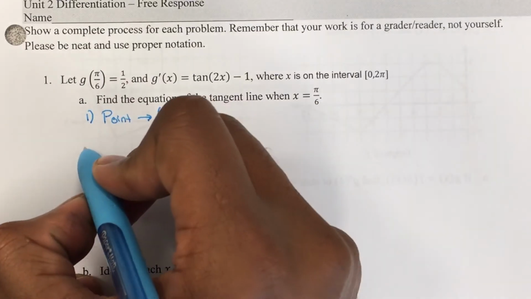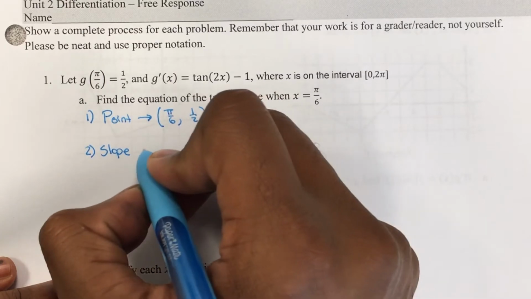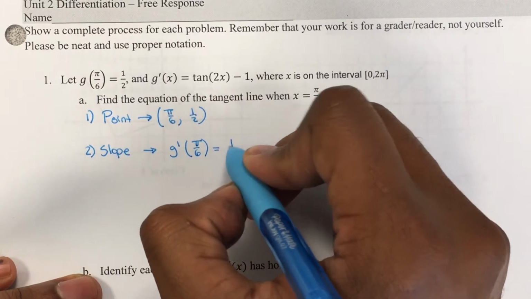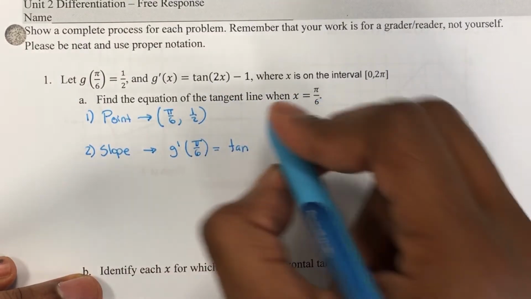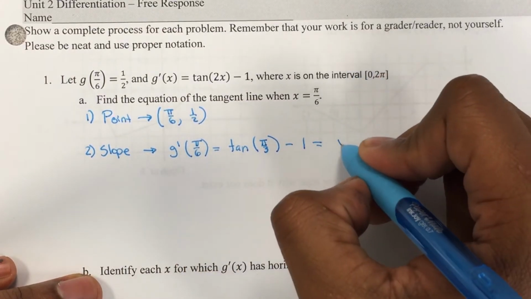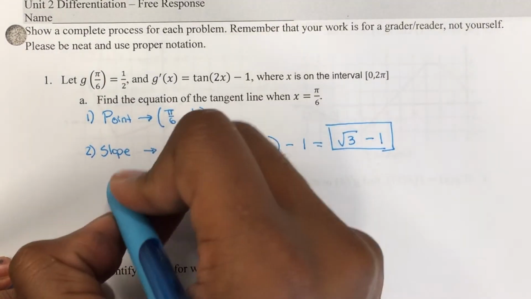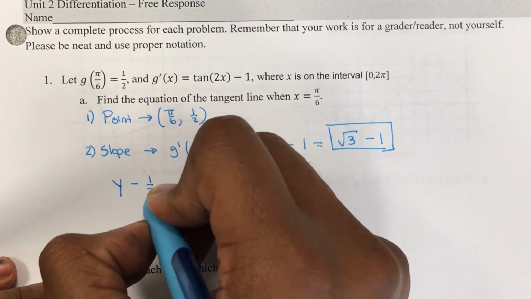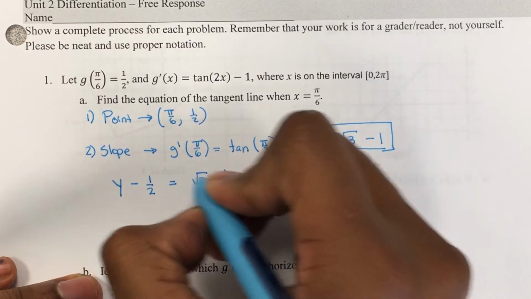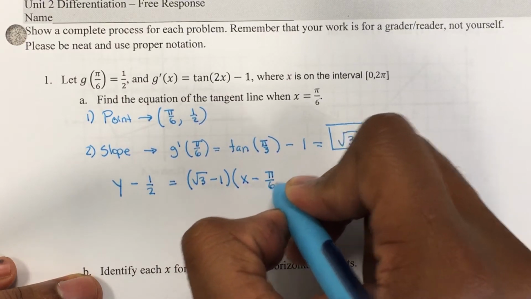And the slope is, so for 2, to find the slope, we need to do g prime of pi over 6, which is equal to the tangent of 2 times pi over 6, which is pi over 3, minus 1. The tangent of pi over 3 is the square root of 3. So our slope is square root of 3 minus 1. So we have y minus 1/2 equals the slope, which is the square root of 3 minus 1, put that in parentheses, multiplied by x minus pi over 6.